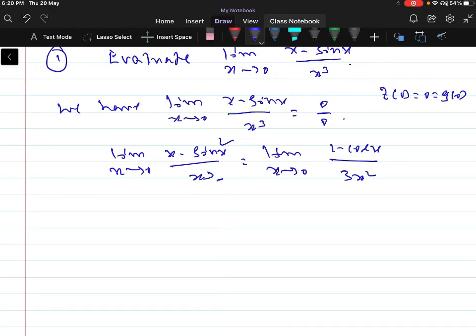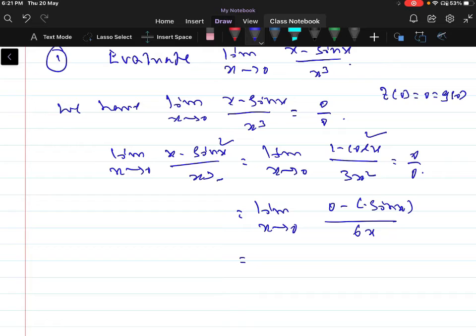Now let us put x equal to 0. When x equal to 0, cos 0 is 1. That is again 0 by 0 form. So 1 minus cos x and 3x square are 0 when x is equal to 0. Again applying L'Hopital's rule, limit as x approaches 0, differentiating 1 minus cos x, differentiation of 1 is 0 and of minus cos x is sin x, by 3x square differentiation 6x.